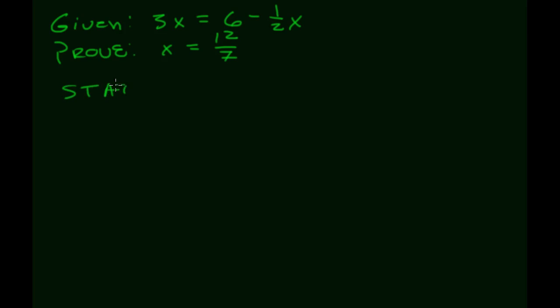Okay, so we're going to be given an equation. So here's the equation that we're going to be given: 3x is equal to 6 minus 1/2 x. And we want to prove that a solution to this equation is that x is equal to 12 over 7. So the way we do this is we build a two-column structure, a column of statements and a column of reasons.